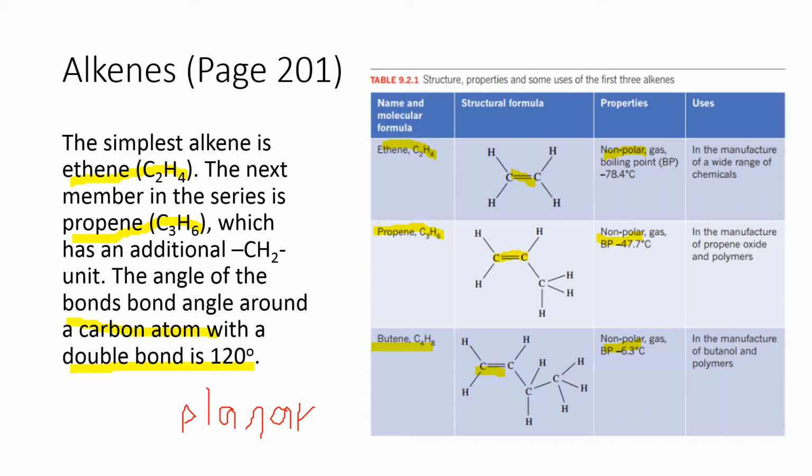For ethene, the uses will be a wide range of chemicals. For propene, it will be manufacture of propene oxide and polymers. For butene, it will be manufacture of butanol and polymers. We'll look at these different examples here and their uses or their reactions as well. That is something we're going to concentrate on today. Moving on to the next slide.